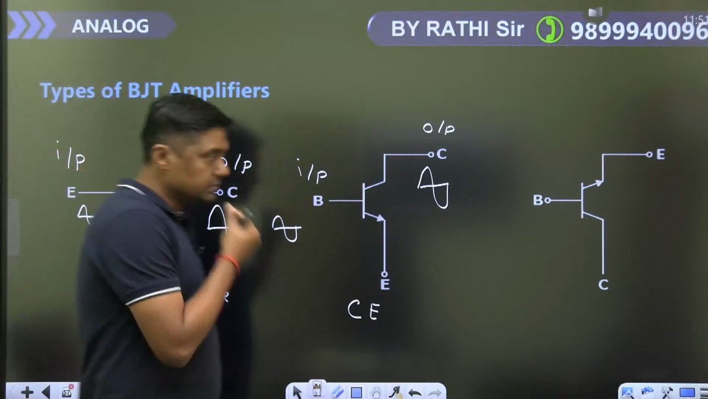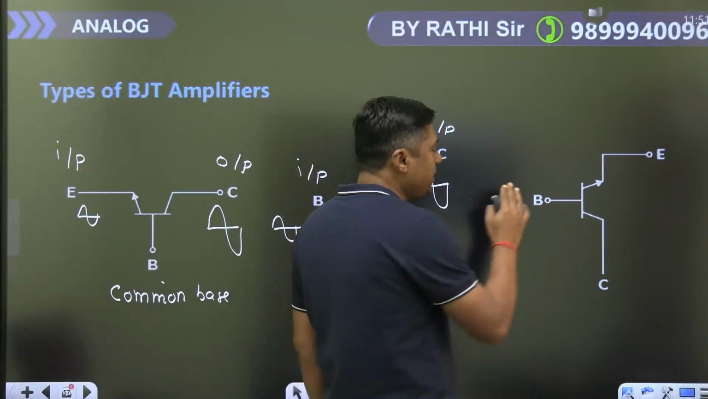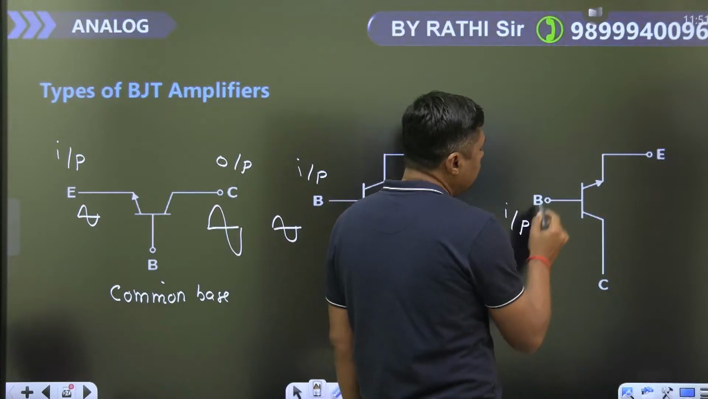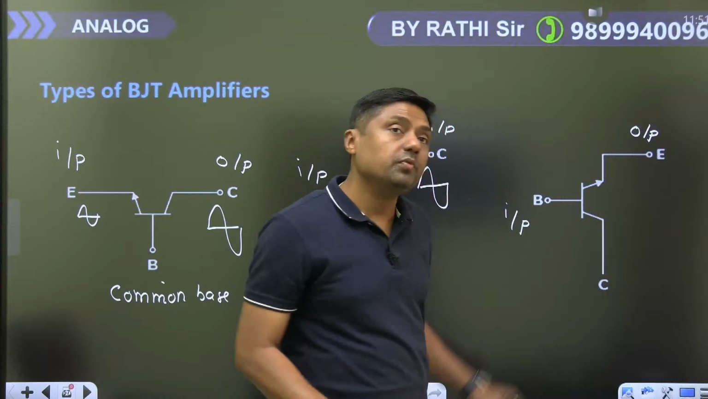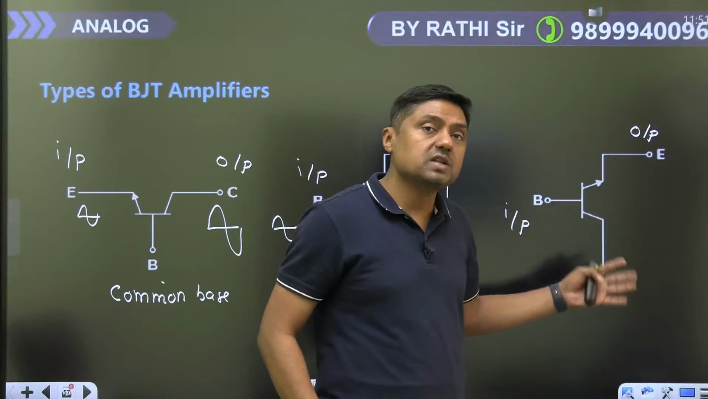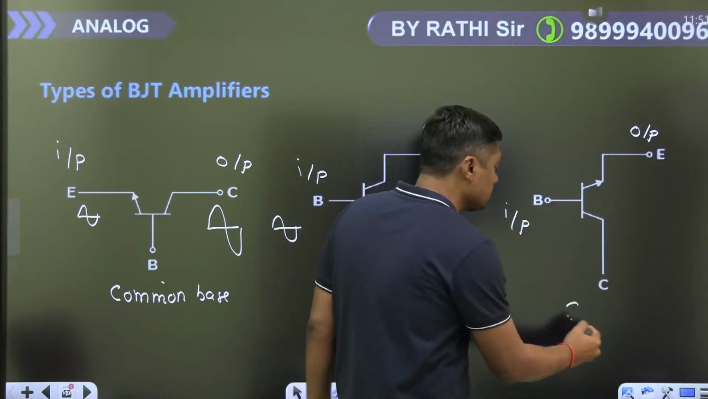Then if you are giving the input to the base and output from what? Emitter. Which terminal is common between input and output? Collector. Then this type of configuration is called common collector.